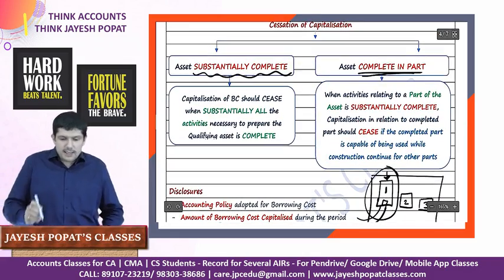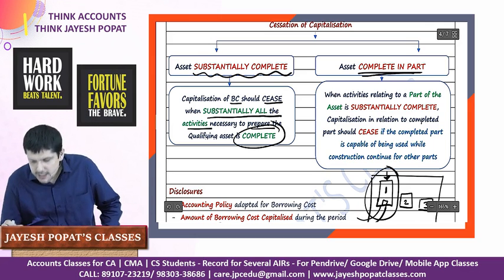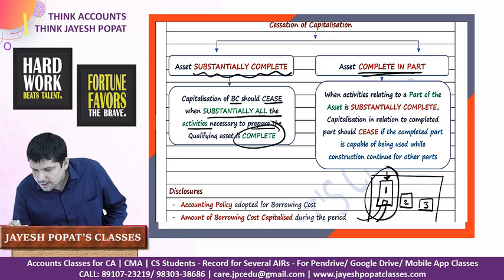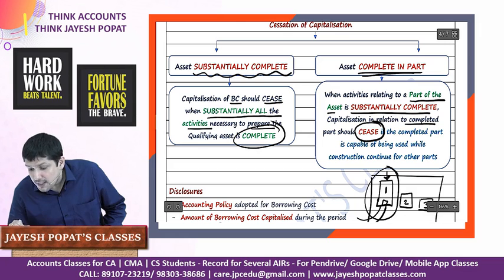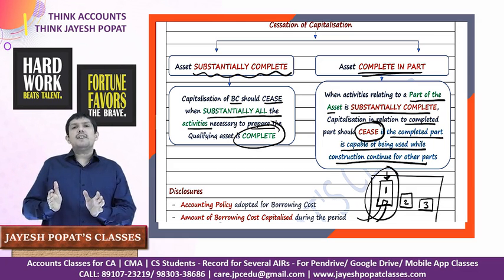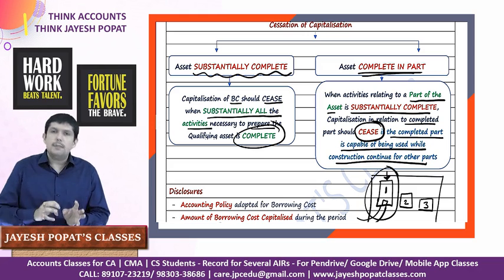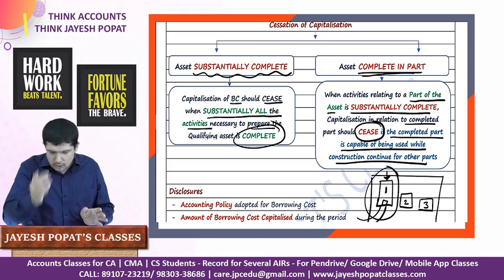So let us look at it. Asset substantially complete: capitalization of borrowing costs will cease when substantially all the activities necessary to prepare the qualifying asset are complete. Asset is completed in part: when activities relating to a part of the asset are substantially complete, capitalization in relation to the completed part should stop if the completed part is capable of being used while the construction on the other parts continues. So the main deciding factor is whether the completed part can be used independently or not. If it can be used independently, stop capitalizing the borrowing cost, charge it to the P&L.